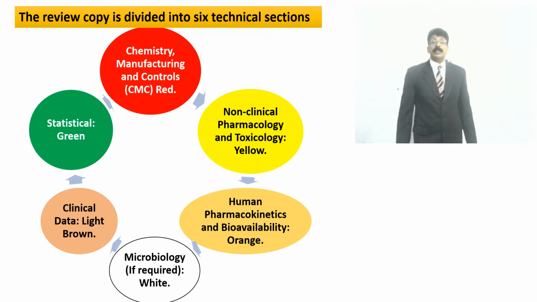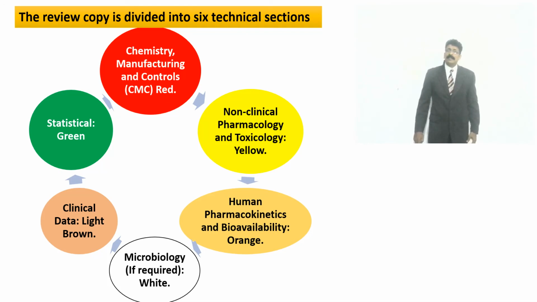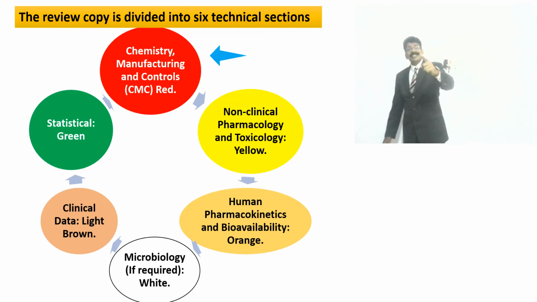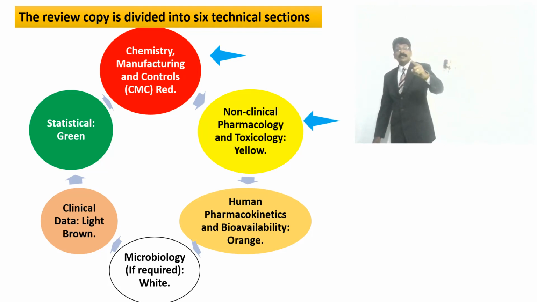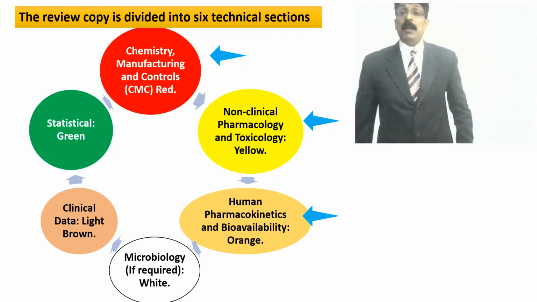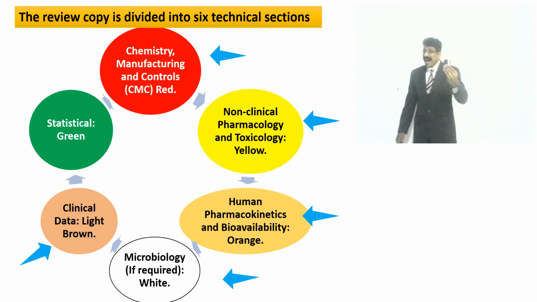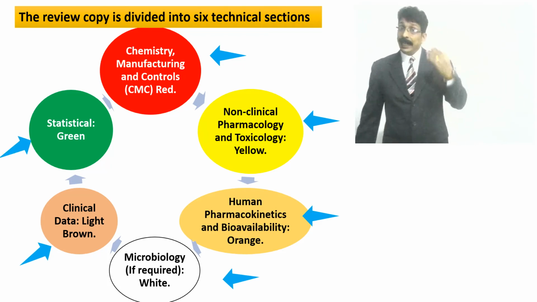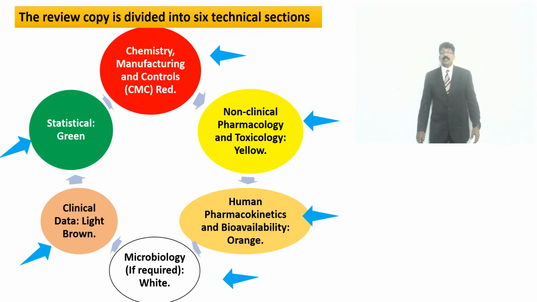Suppose they ask about the 6 technical sections in the new drug application, you should not leave it. You can write it clearly. That's why I made this slide for you to remember. Vision and listening are very important for students going for the examination. Again, I am repeating: red color, chemistry, manufacturing and control. Yellow color, non-clinical pharmacology and toxicology. Orange color, human pharmacokinetics and bioavailability. White, microbiology. Light brown, clinical data. Green color folder, green color file, statistical data. So this can be easily remembered for the technical sections of a new drug application.